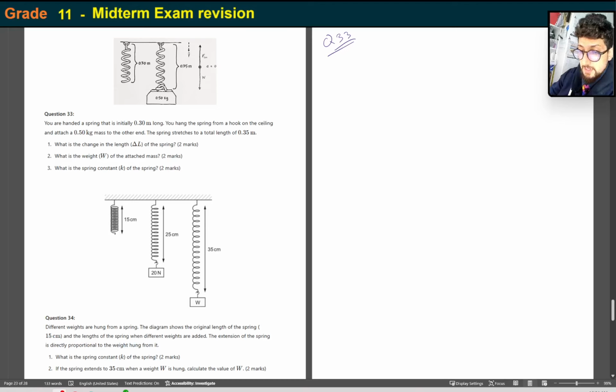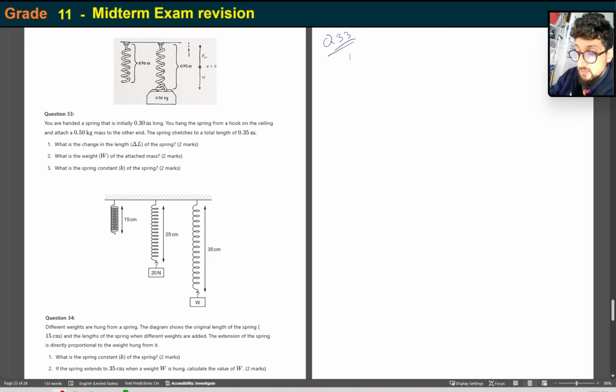Okay, hello again. We're going to be continuing with question 33. You are handed a spring that is initially 0.3 meters long. So that's the resting length of the spring. You hang the spring from a hook on the ceiling and attach a 0.5 kilogram mass to the other end. The spring stretches to a total length of 0.35. What is the change in length?